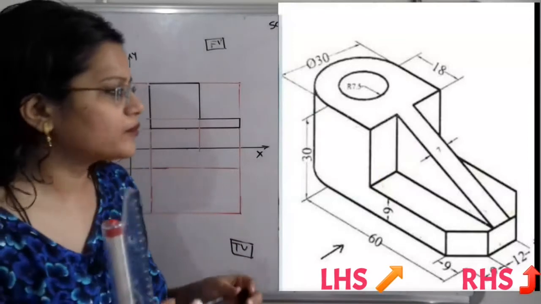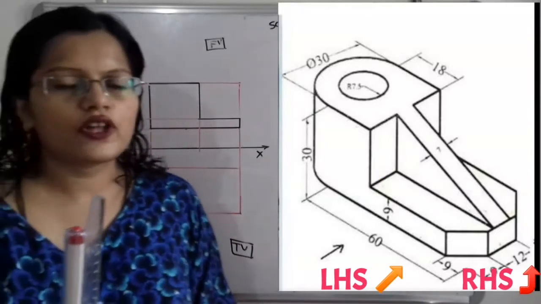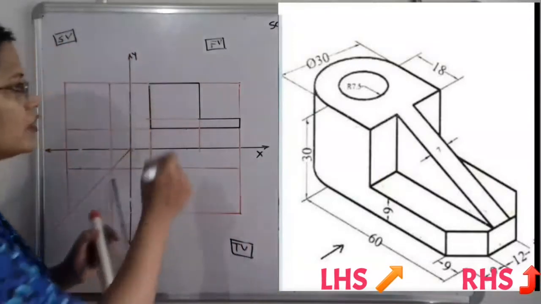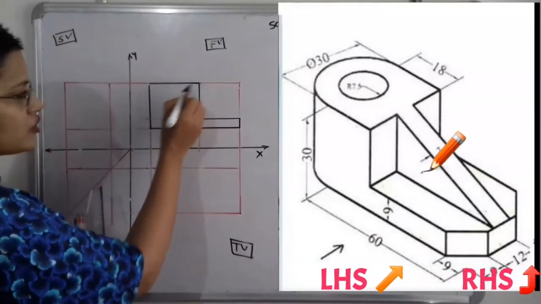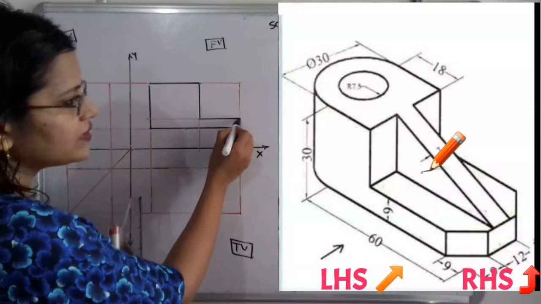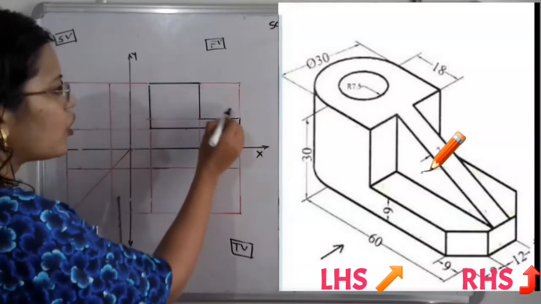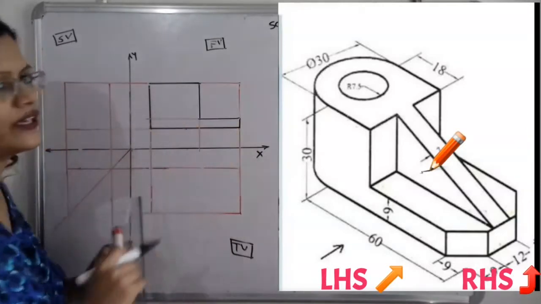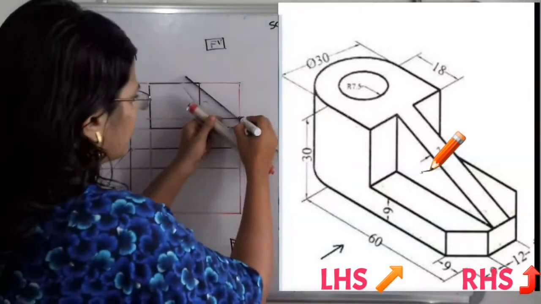Now again if we observe, there is the slope. So for the slope, what is the start point? The corner of this construction of 30 millimeter height and the corner of this 9 millimeter height. So these two corners are the start and end point. So we have to join these two corners.